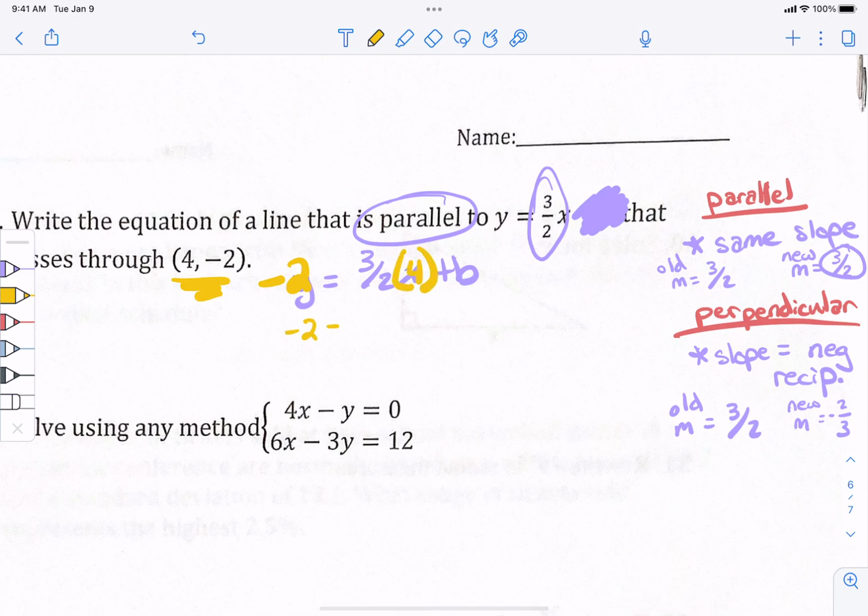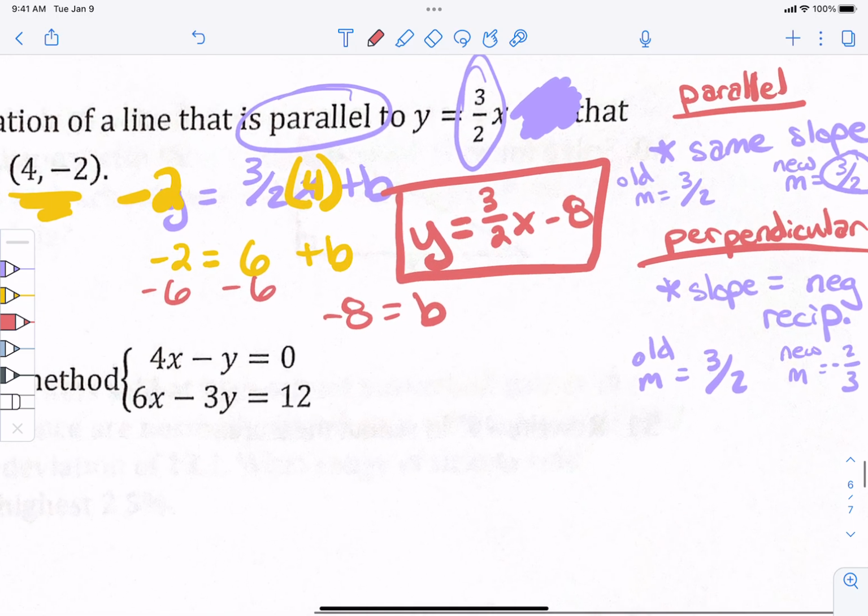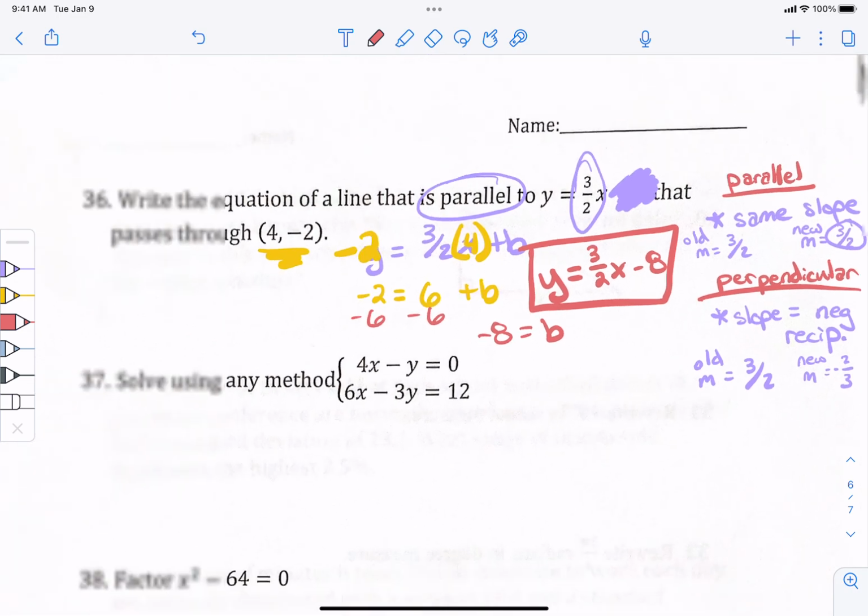So I have -2 equals 3/2 times 4 is 6 plus b. You can do that in your calculator if you want. We're going to subtract the 6 over, and b is -8. So I put it all back together and I get y equals 3/2x minus 8. And that is my linear function. Okay, that's parallel. But if I give you perpendicular, you know that you flip the slope.